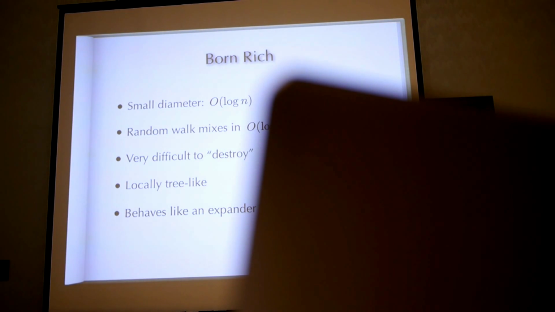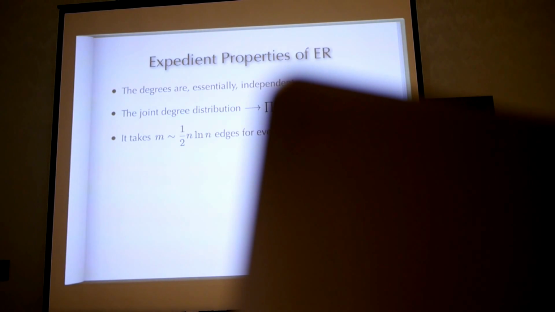If you look at a vertex, and then you look at its neighbors, and their neighbors, and their neighbors, for any finite distance you will see a tree. So it's locally tree-like. One implication of this fact, more or less, is that it behaves like an expander. It's actually a pretty high-quality expander. So this is when the giant component shows up.